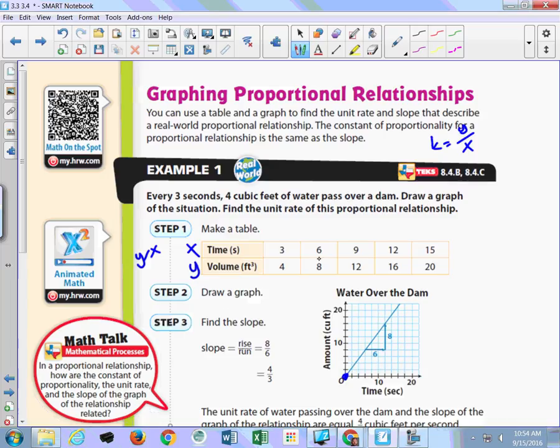All right, if we draw a graph, let me finish the table first. To get the rest of that table, all they did was times 2 there. You got 6. Here they just times 3 that one. 4 times 3 is 12. 3 times 4 is 12. 4 times 4 is 16, and you can see that this one was times 5. Okay? All right.